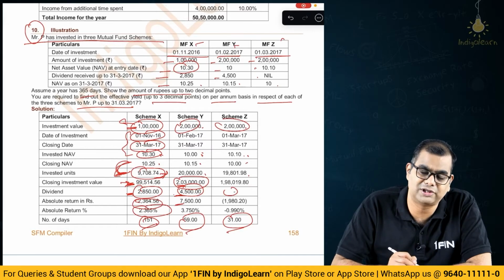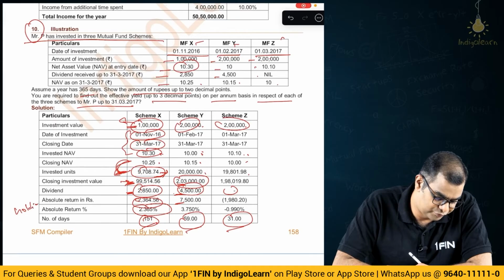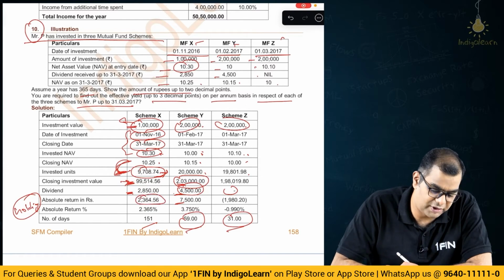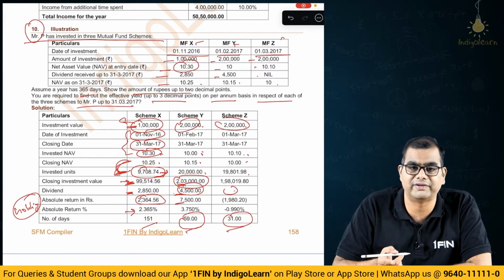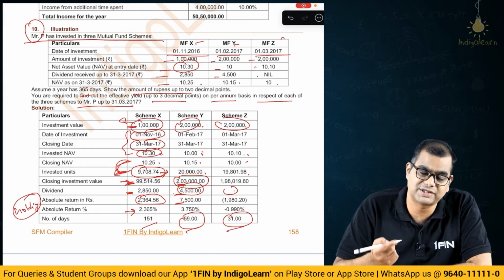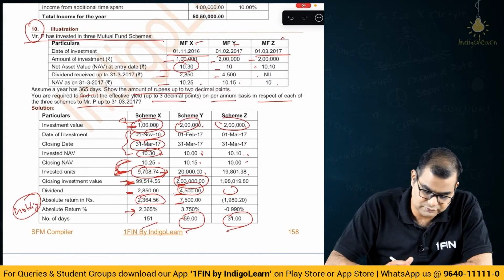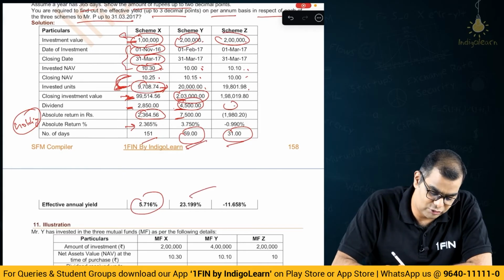What is absolute return? Absolute return is the total return or the holding period return. What is the holding period return? 2,364.56 divided by 1 lakh, which is 2.365%. That is the holding period return, but you have held it only for 151 days. So, what do you do? Multiply by 365, divide by 151. So, 2.365 into 365 divided by 151, you get 5.716%. Like that you do for the other two also, and you will be able to solve the problem.